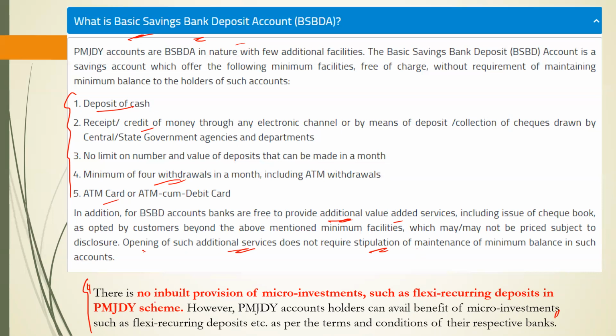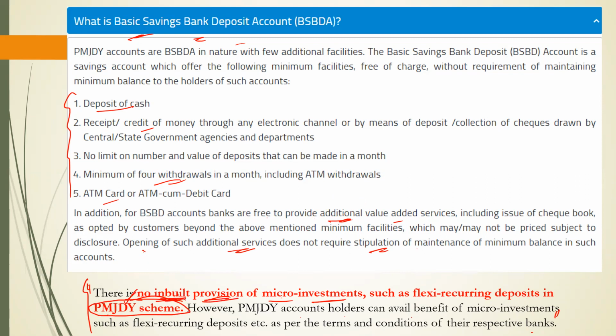It says under the Pradhan Mantri Jan Dhan Yojana, there is no inbuilt provision of micro investments. However, the account holders can avail benefit of these schemes if the respective banks offer the same. So if additional services are provided by the banks, they can avail it, even recurring deposit, but that does not come under the Pradhan Mantri Jan Dhan Yojana scheme. It is not an inbuilt provision.